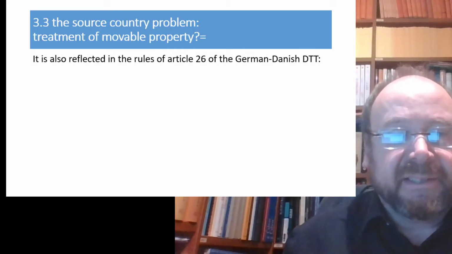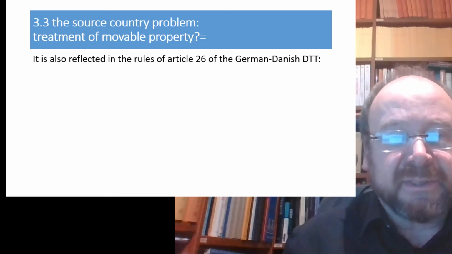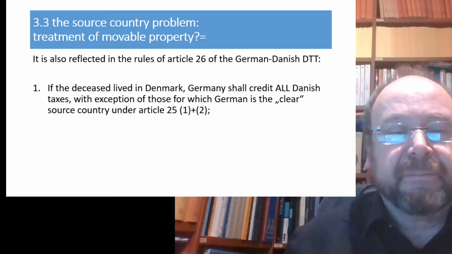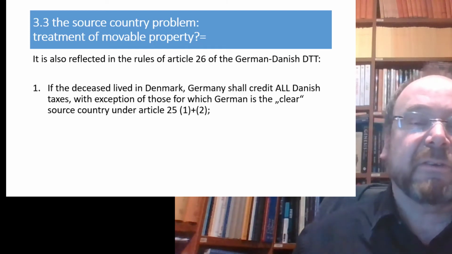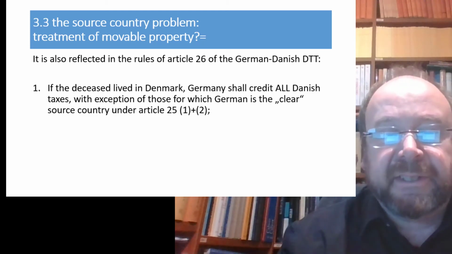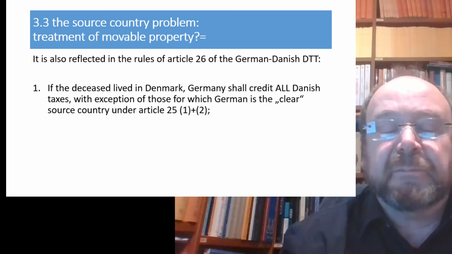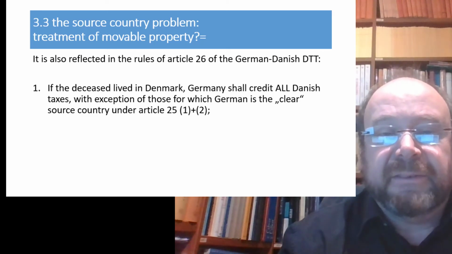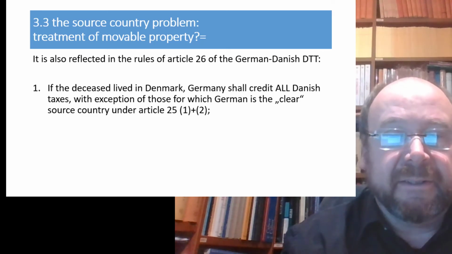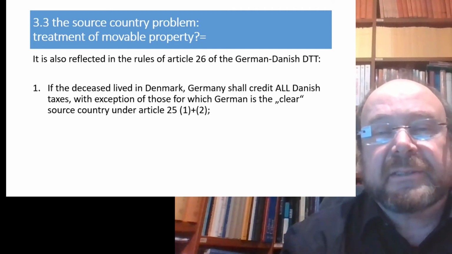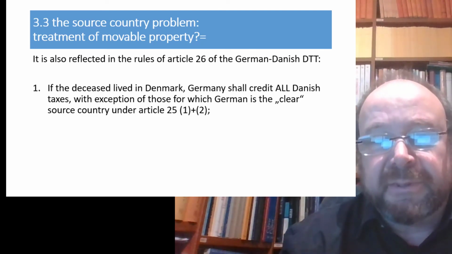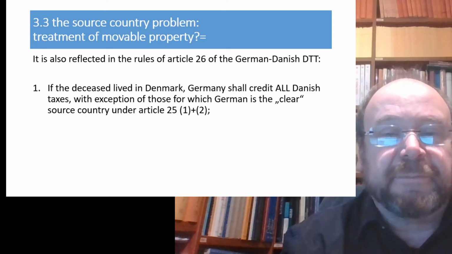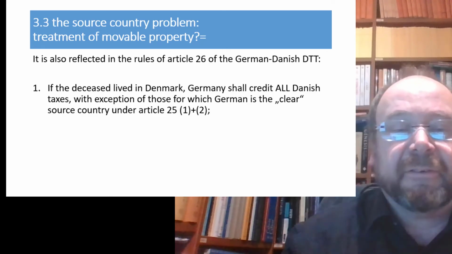So this basic decision was also what was underlying Article 26. Here also you have that distinction. If the deceased lived in Denmark, then Germany credits all Danish taxes. The idea is that if the deceased lived in Denmark, then everything, the Danish property and all the unclearly located property, was fictitiously regarded as property in the country of residence of the deceased. So then all the property, apart from the clearly German one, is foreign property, so Germany credits for everything.